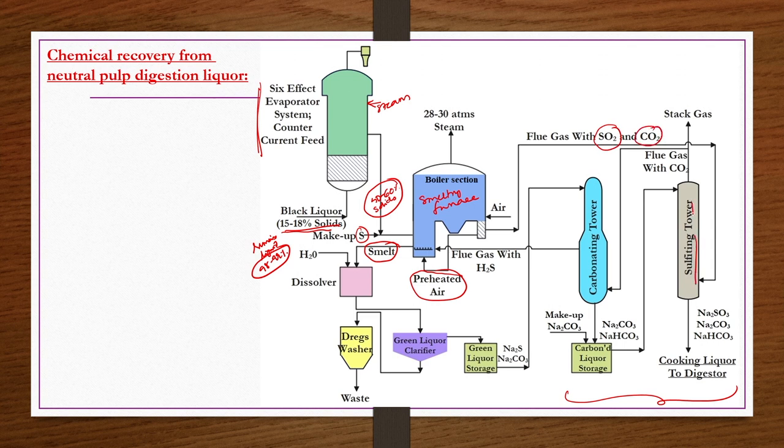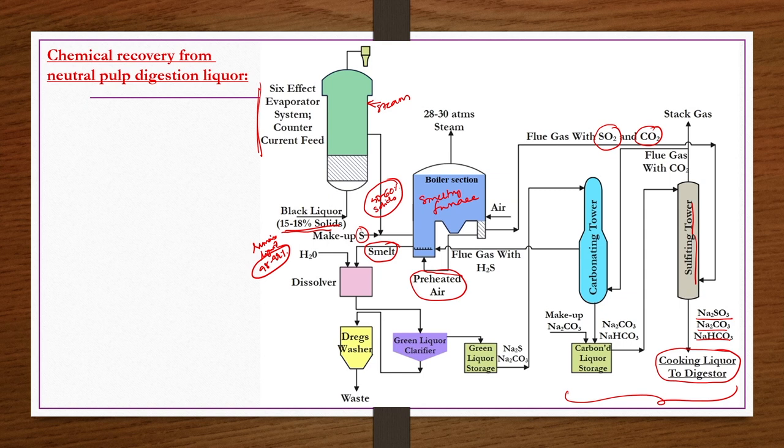sulfiting tower, where whatever chemicals are present in the black liquor, mostly they will be converting into sodium sulfide, sodium carbonate, sodium bicarbonate, these kinds of chemicals. Of course, they will not be in pure condition, but still in the liquor condition. So that you can collect it as a cooking liquor and then take it to the digester if required.